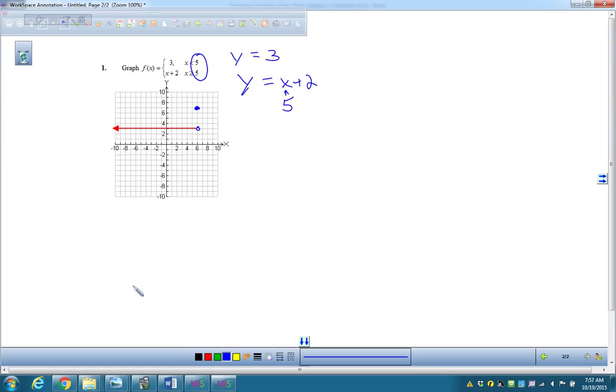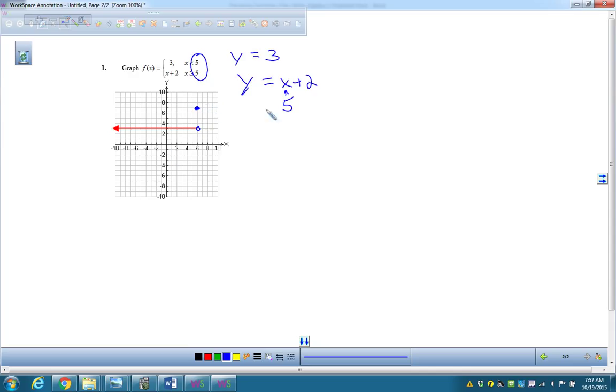Yes, ma'am? Can you also use curvy brackets and square brackets? Yeah, like on the number line. No, because this isn't a number line. This is in 2 dimensions, okay? So it's not like a number line graph. Don't do it, because now we're going to use open circles and closed circles, okay?